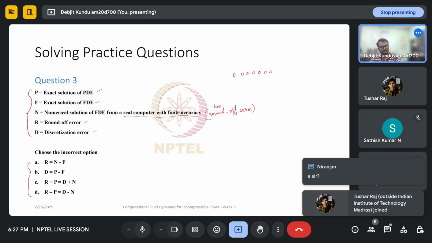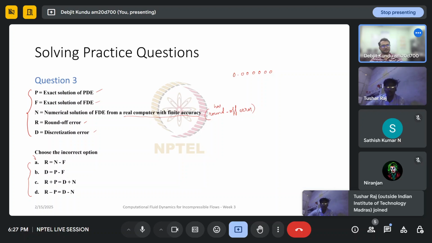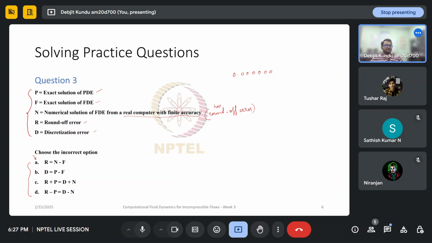Okay, we'll see. Someone says that it should be option A. Let's see what others have to say. You have to pick the incorrect option, by the way, not the correct one. There could be three correct options and one incorrect option. So someone else says that it should be option D. Let's hear from others.